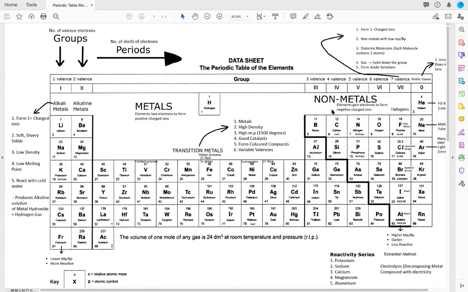Now the things that usually prefer to do that, we call them metals. So metals are the ones that usually prefer to lose electrons. And you see that staircase here.